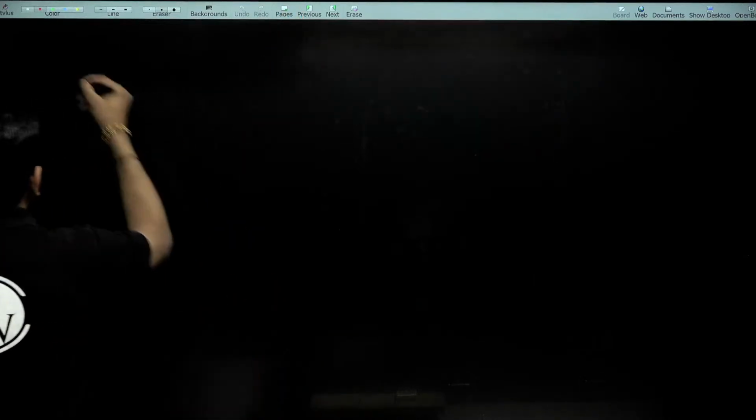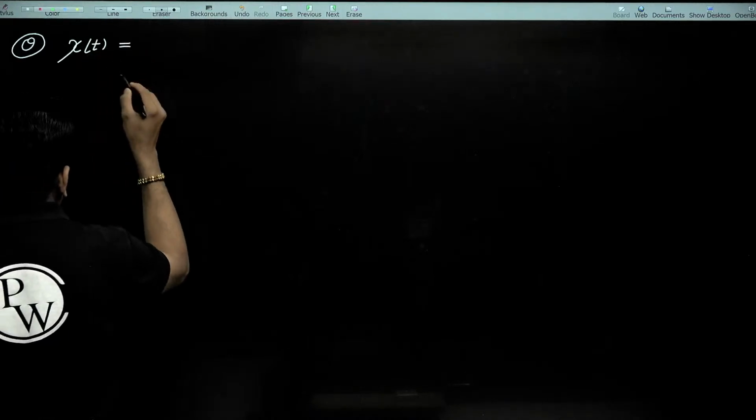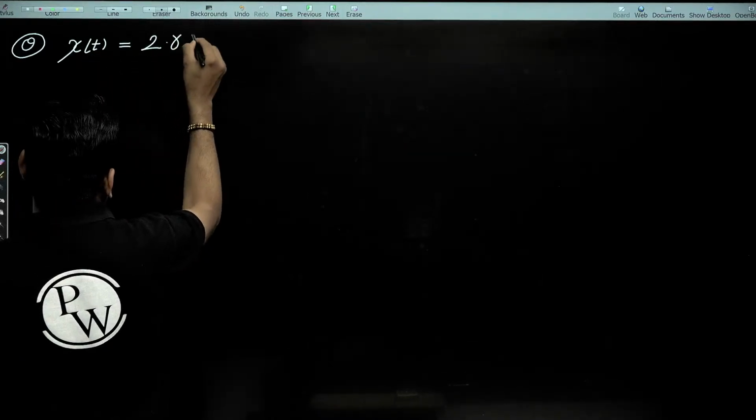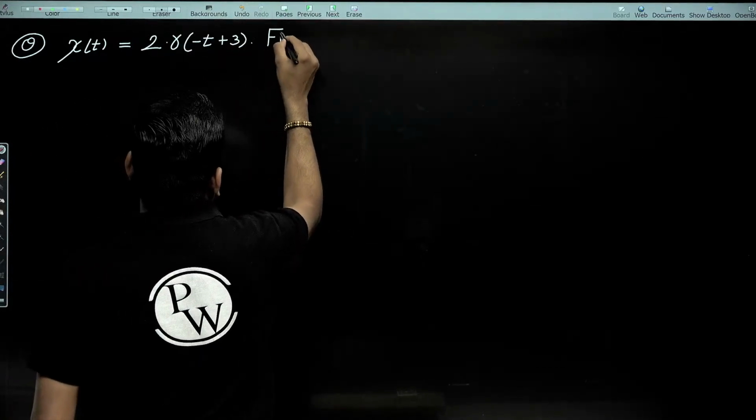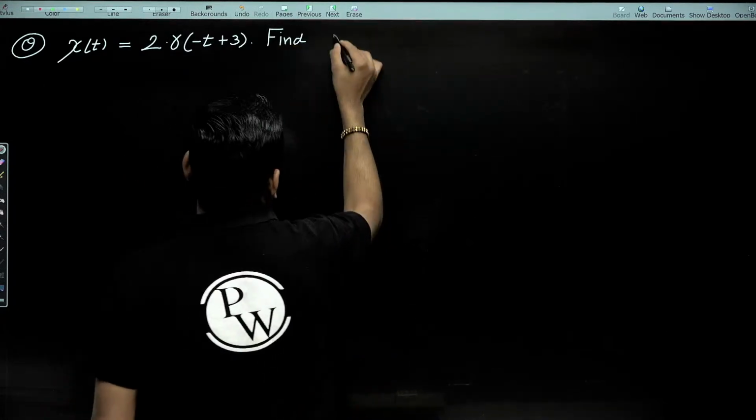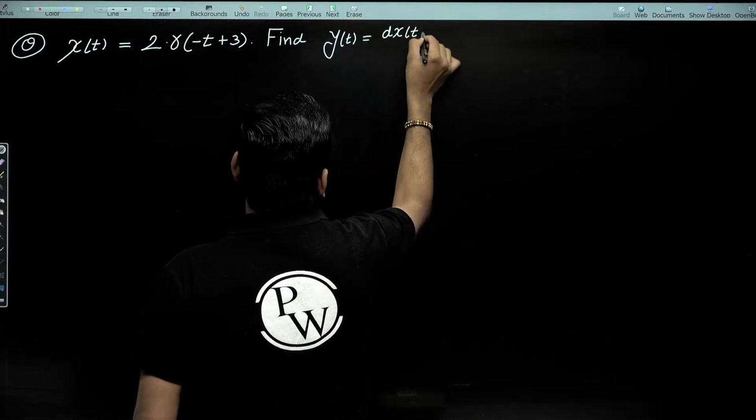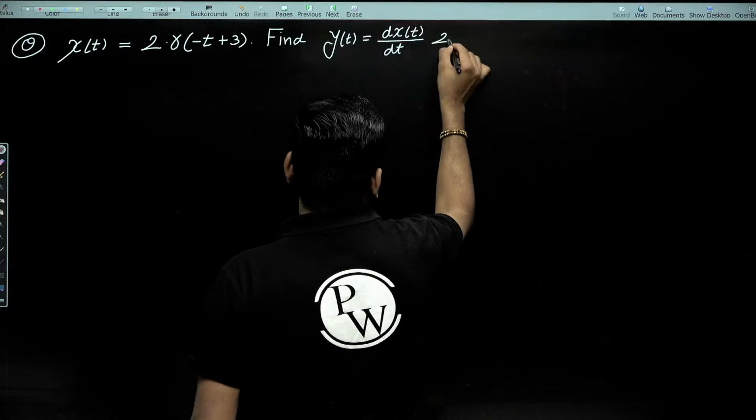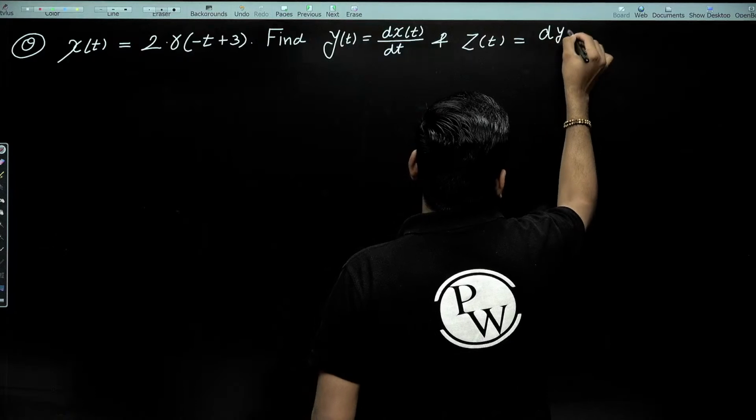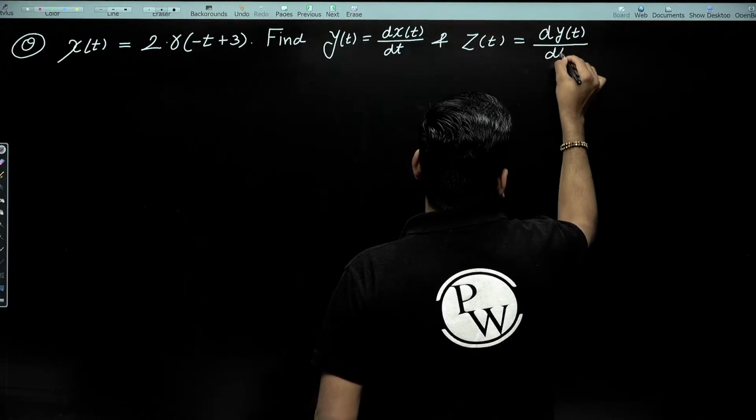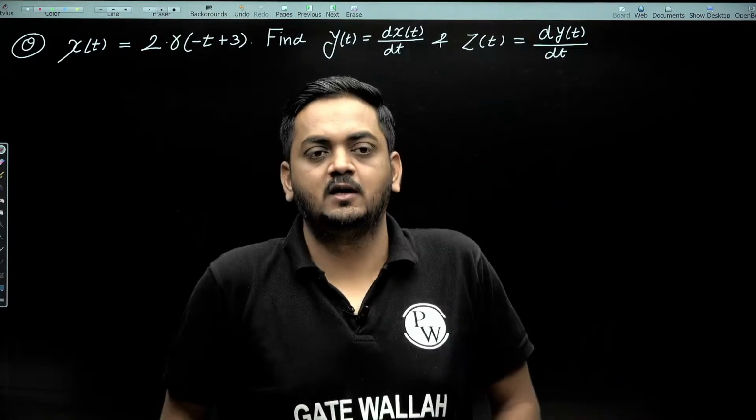Now suppose x of t is equal to 2 r of minus t plus 3. Then find and draw y of t, which is dx of t upon dt, and z of t, which is dy of t by dt. Then what will be the answer?